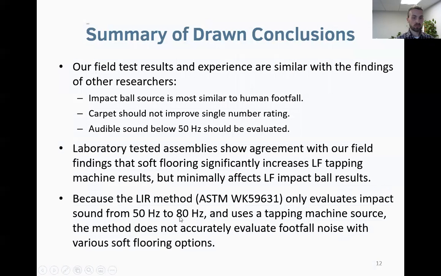So the conclusion, when we were reviewing this LIR method for our ASTM working group, the method only evaluates impact sound from 50 to 80 hertz and uses a tapping machine source. Because of that, the method does not seem to accurately evaluate footfall noise with various soft flooring options.